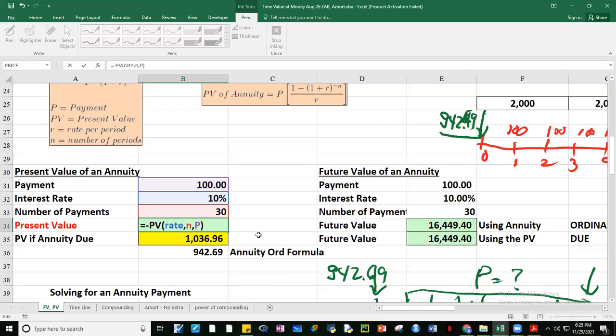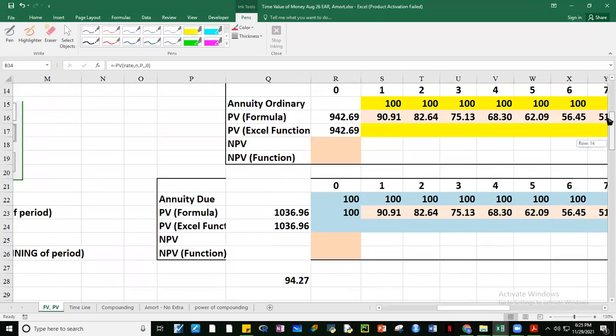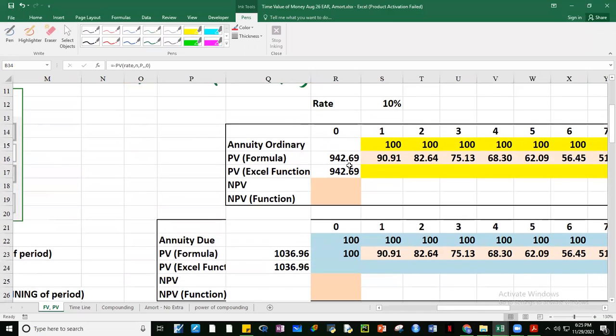Okay, so Control Enter, you get 942.69. Or if we put here, comma, future value, wala. And then for type, we put 0 because this is annuity ordinary. Control Enter, then 942.69. Pareho din, no? And it's the same as the one computed here, 942.69.